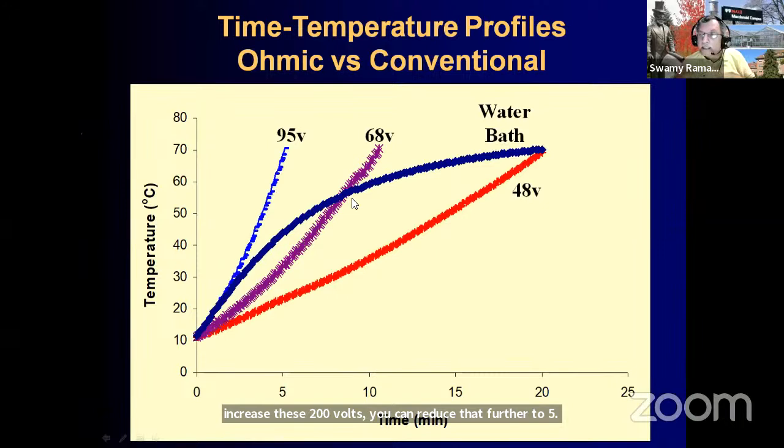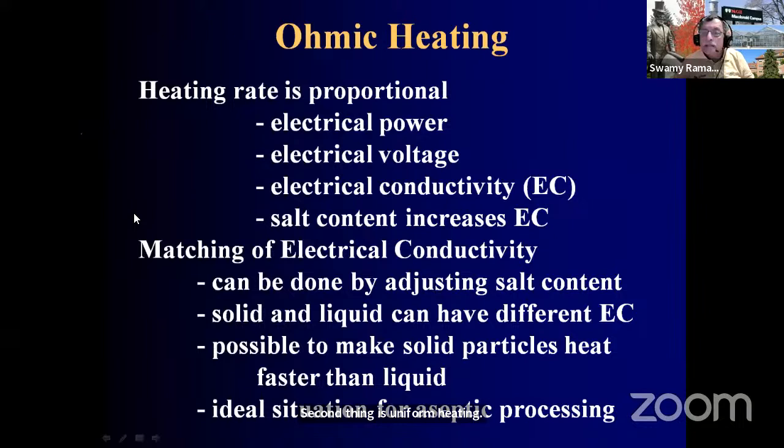In industrial application, we use several kilowatts. So very high voltage makes the heating time seconds rather than minutes. That's the biggest advantage of ohmic heating. One is rapid heating. The second thing is uniform heating. Also, we can understand that ohmic heating is influenced by the electrical power. If you have higher power, you can get faster heating. Higher electric voltage difference, again, rapid heating.